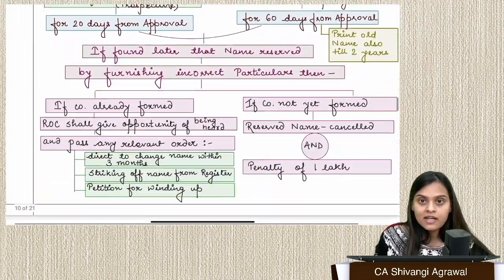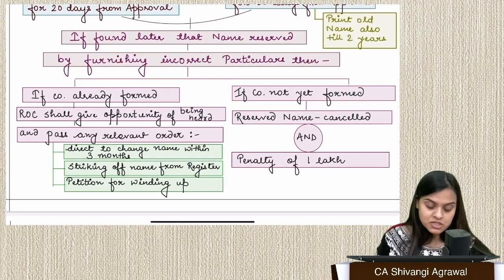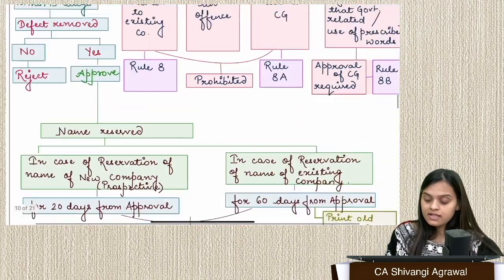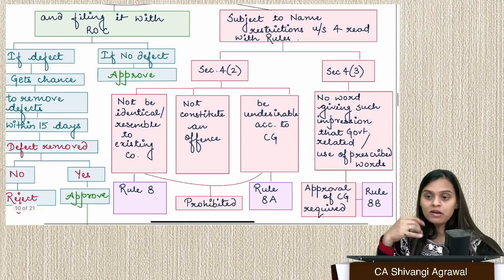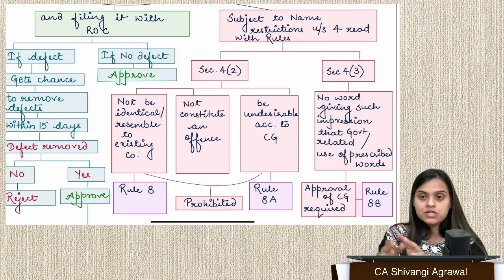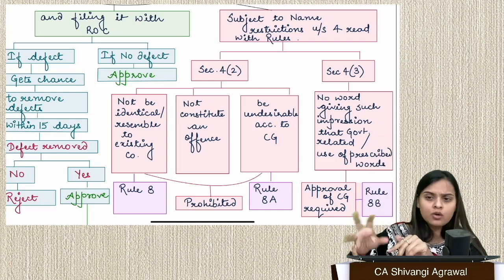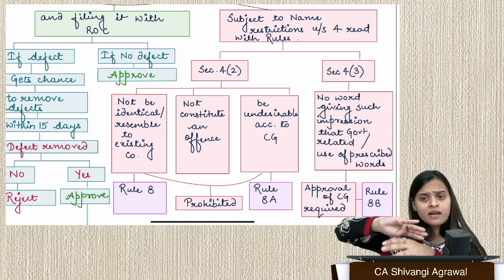Now, if it is found later on that you reserved your name but you gave incorrect information. Let's come back and recall about the name restrictions. What are the name restrictions given in section 4 read with rule 8, rule 8A and rule 8B? You cannot keep any name you wish to. Your name should not be identical or resemble to an existing company. And there is rule 8 which gives a huge list of what are not resemblance. So when you want to check resemblance, disregard these.